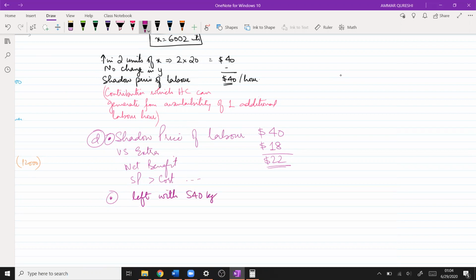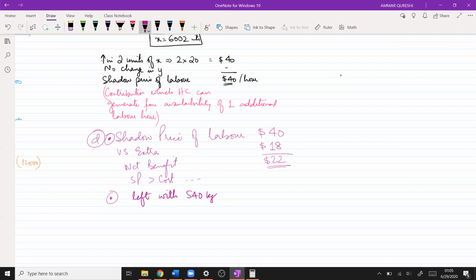540 kilograms is available. How many units can you manufacture from this 540 kilograms? See, demand of Y is already fulfilled. We manufacture 12,000 units of Y, so we are done with that part. The extra labor hours which will be available for us, we will utilize for the manufacturing of product X, right? Y is done. Demand of Y has been fulfilled. Whatever hours will be available, we will use it in the manufacturing of X, right?